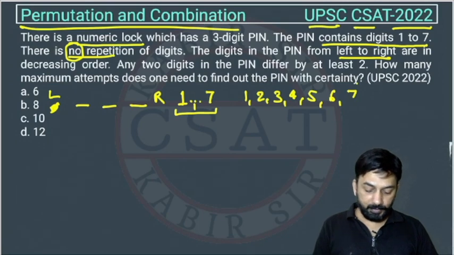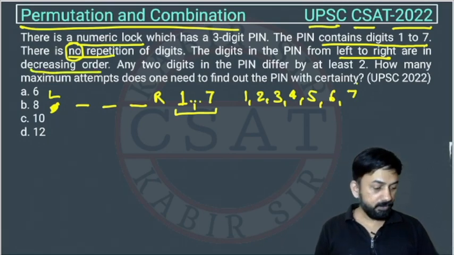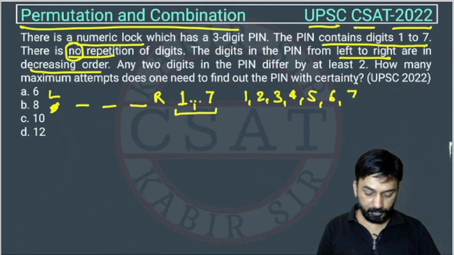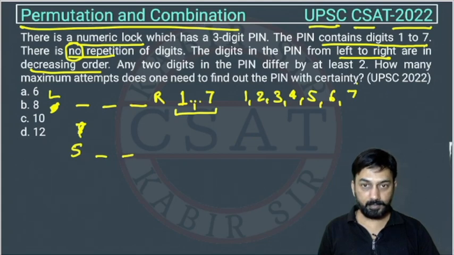Left to right, the digits are in decreasing order. It means, if I am putting here 7, then no, just take here 5. If left is 5, then on the right side of 5 there cannot come 6 or 7, because they are in decreasing order. So just remember the condition.